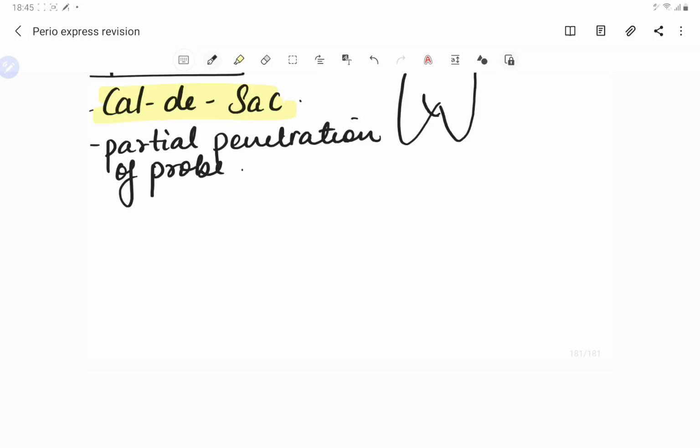There may or may not be vertical bone loss present, but for sure we see that there is a horizontal bone loss.